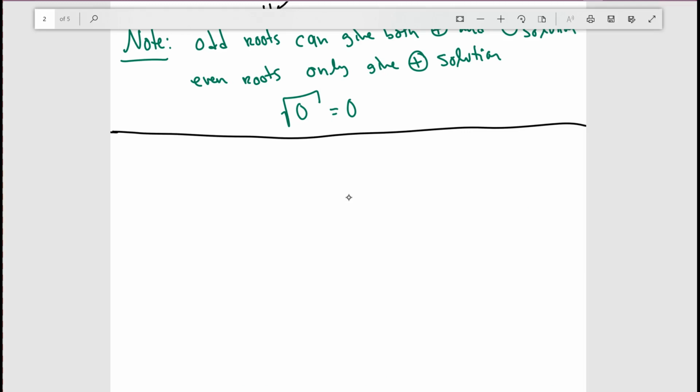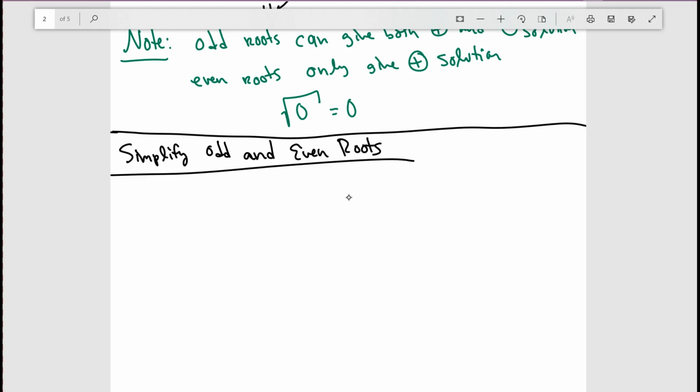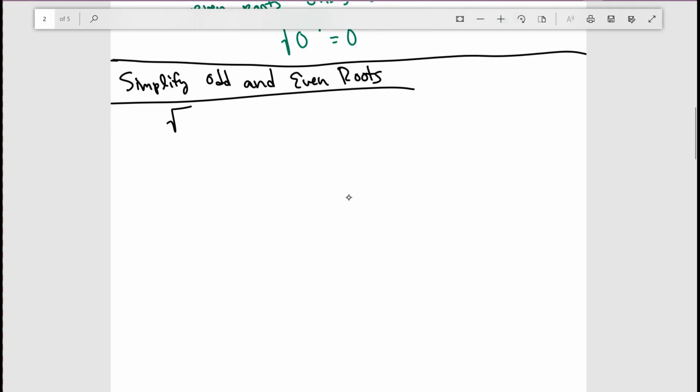Oh, what happened to my thing? Okay, so let's say we want to simplify. Let's just write simplify odd and even roots. Okay, so let's try to simplify a couple of them. So I'm going to do a couple of examples first. So we know the square root of 4, well, that's just going to be equal to 2, because 2 times 2 gives me 4. We just found out that the square root of -4 is no real solution. Okay, so that's what we have.